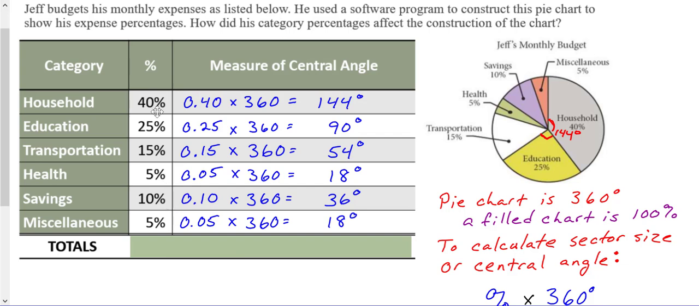When we're done, our percents should total 100%, and our central angles, since the circle is 360 degrees, should total up to 360 degrees. And if you go through and add both columns, you will see that is indeed true with this example.